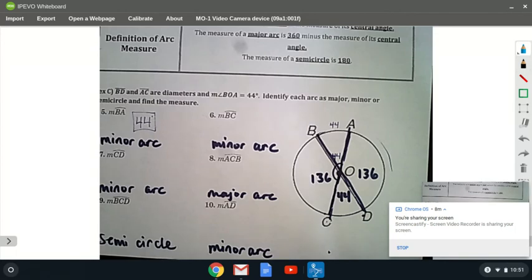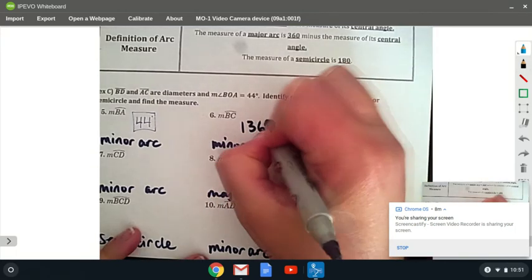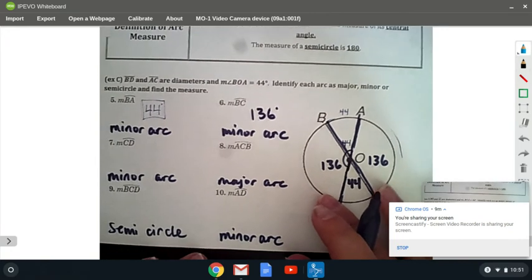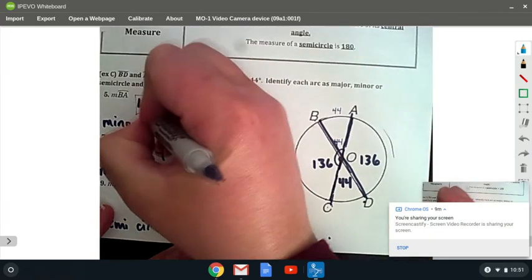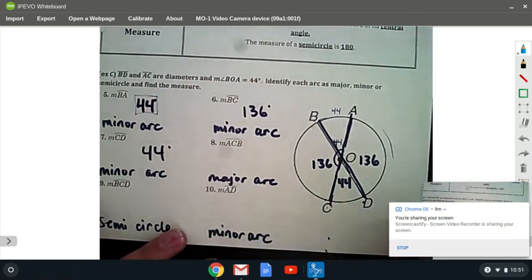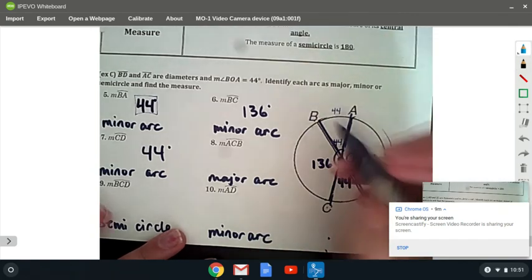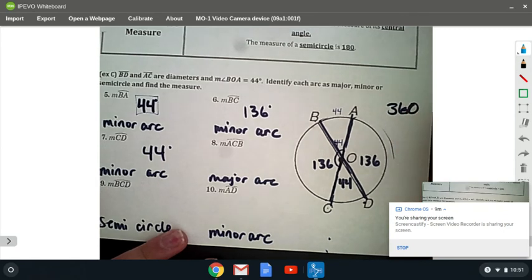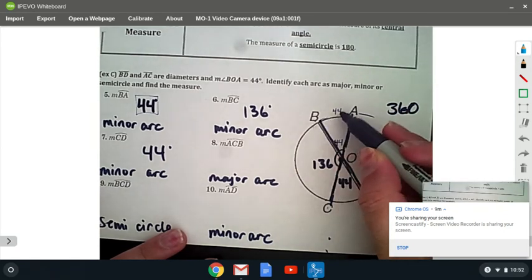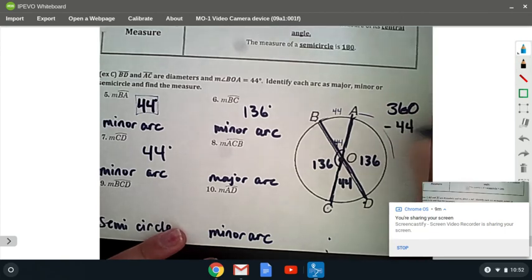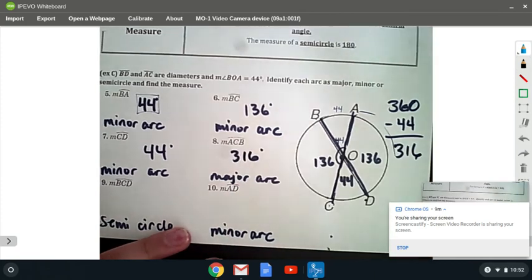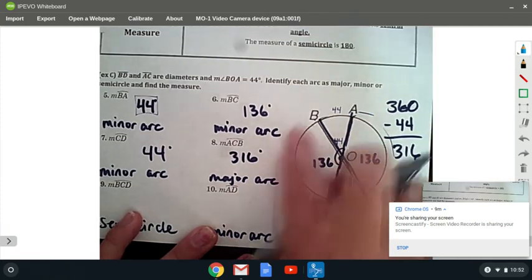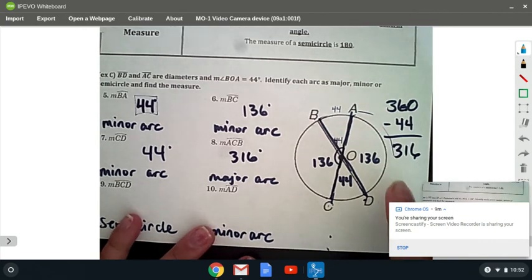The minor arc BC would then be 136. The minor arc CD would be 44. The major arc A, C, B, that's a big one. The whole circle is 360, right? ACB is the whole circle except for this 44. So I'm just going to do 360 minus 44 to get my 316. You could have just added 136, 44, and 136. That was just a quicker way I could see it.